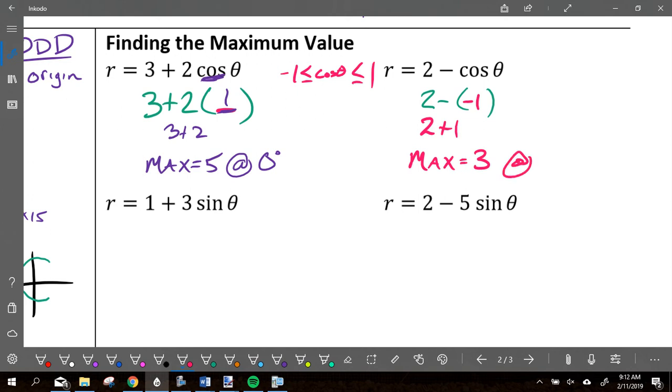When is cosine going to be -1? 180 degrees. Over there on the left-hand side of the graph, 180 degrees. Find the other two. Find what the maximum value is. Find where that's going to happen.